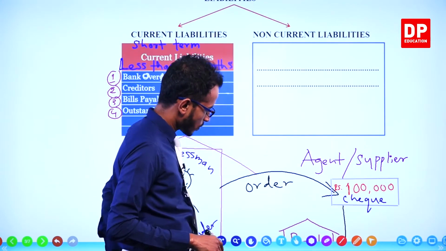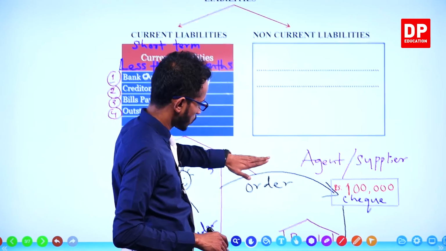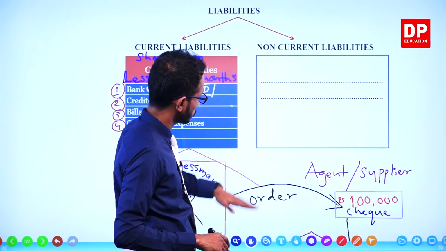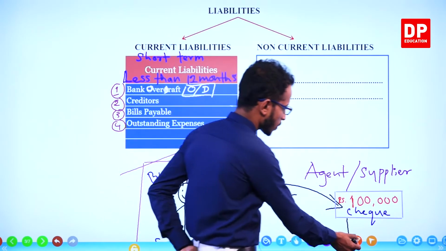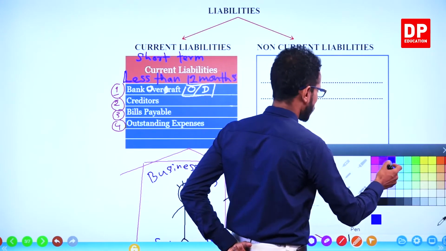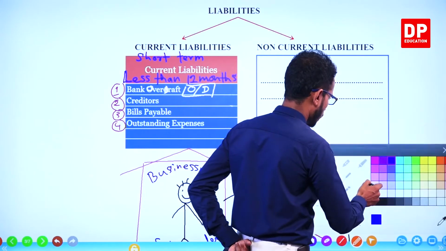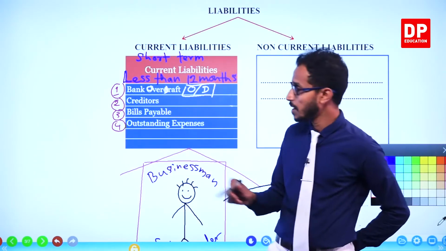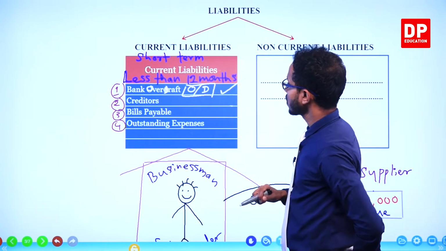So we talked about overdrafts, and we know that it's a current liability. We know that it's a current liability. So what else do we have?